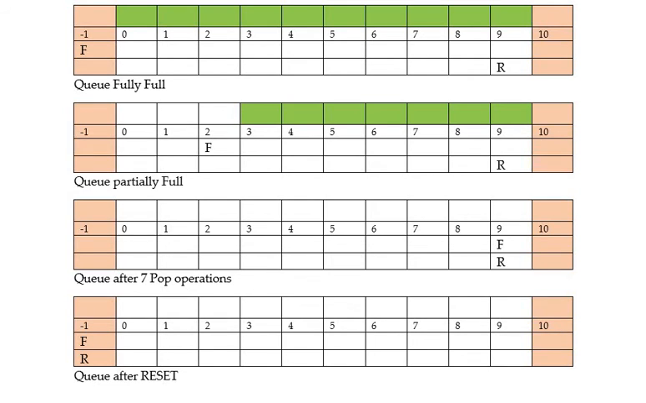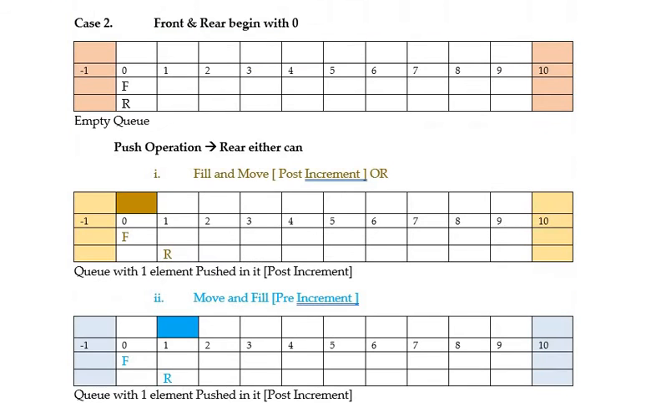Another way of implementing queue is quite similar. Only that in this case, front and rear both are starting with 0. And since 0 is a valid cell number, I can say that rear can this time perform post-increment, or it can follow the rule of post-increment. First fill where rear is and then let rear increase.